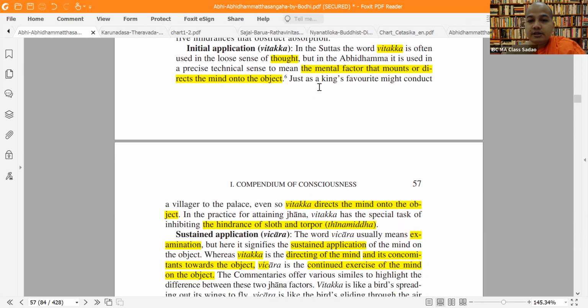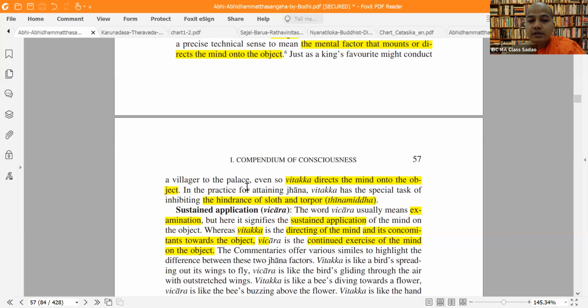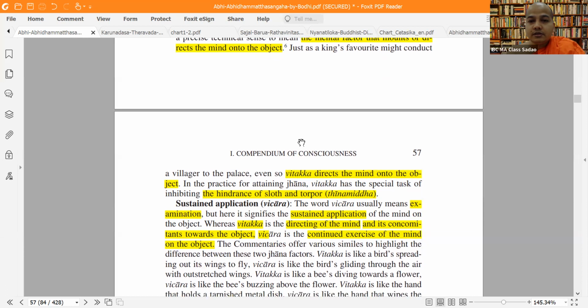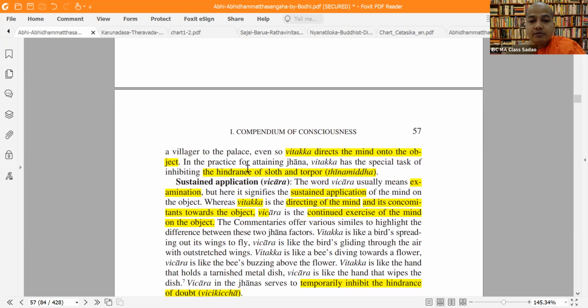Example given here is just as a king's favorite might conduct a villager to the palace, even so vitakka directs the mind onto the object. So you will find a lot of similes like this. So this is to show a specific function, okay, carried out by this factor, vitakka. It directs the mind onto the object. In the practice for attaining jhana, vitakka has the special task of inhibiting the hindrance of sloth and torpor.